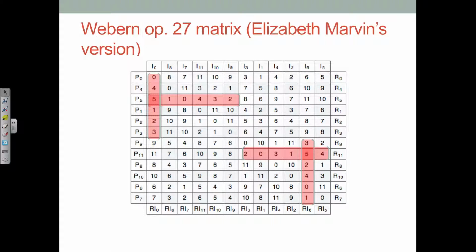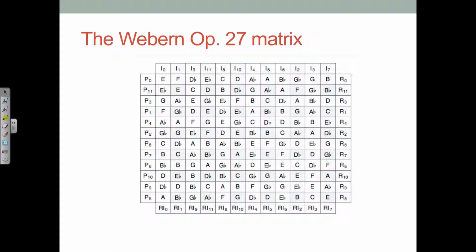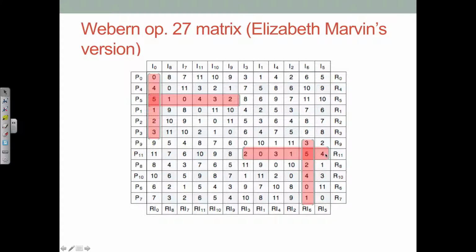Now here is another. This is Elizabeth Marvin's version of the matrix. It's the same matrix, but she actually lists the prime row as something different. That's not a big deal because if you go back to see that our original row here, which actually goes E, F, D flat, right? We're looking for 4, 5, and 1. We see that here she listed it as 4, 5, 1, 3, right here is R11. That's not going to change our matrix too much. The relationships are going to be the same, but what does change is the labeling system.